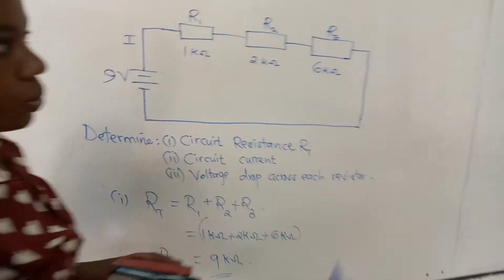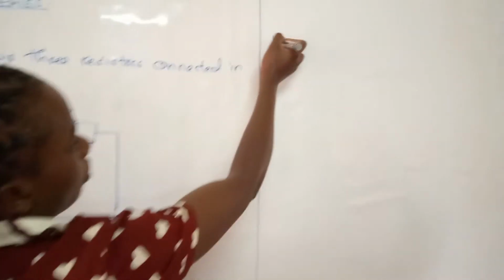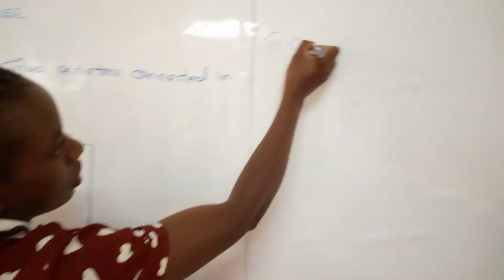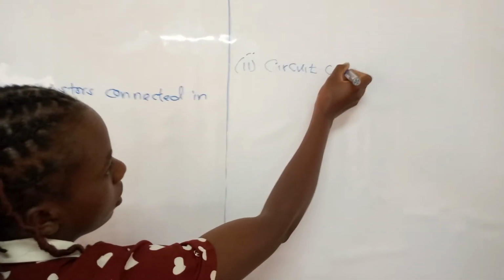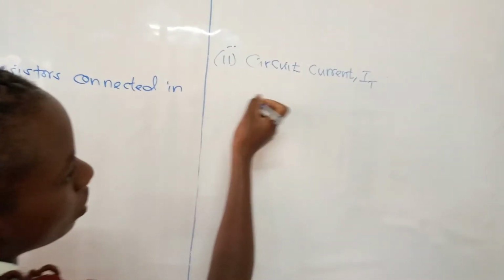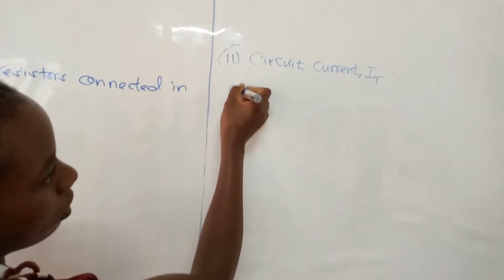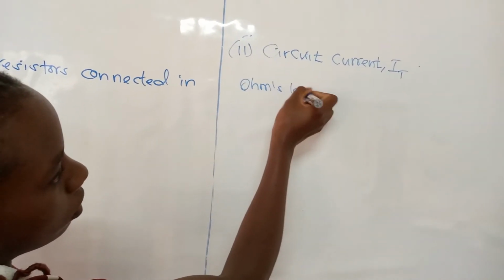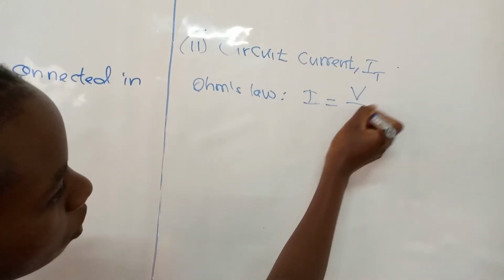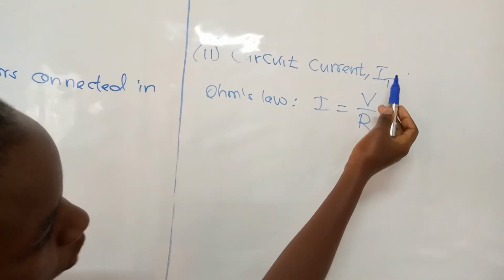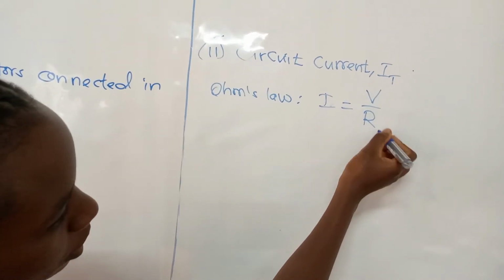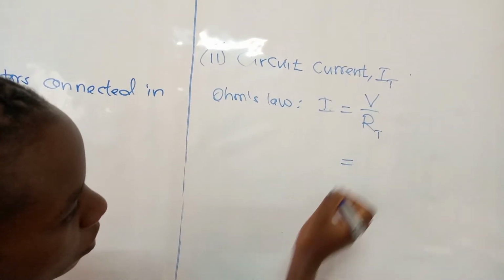On our Roman 2, we are supposed to get the circuit current, which is the same as the total current in the circuit, and which is given from Ohm's law. From Ohm's law, current is given as voltage over resistance. And if we are going to get now the total current, we must use the source voltage over the total resistance.